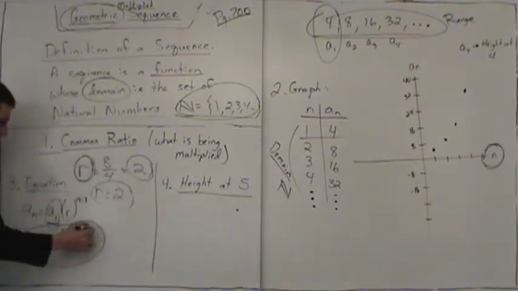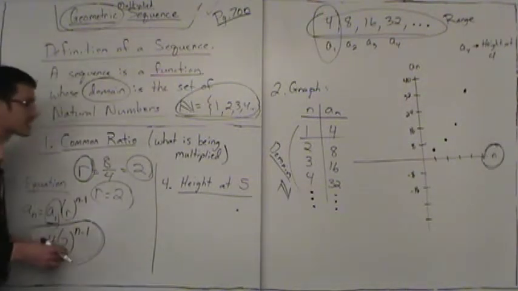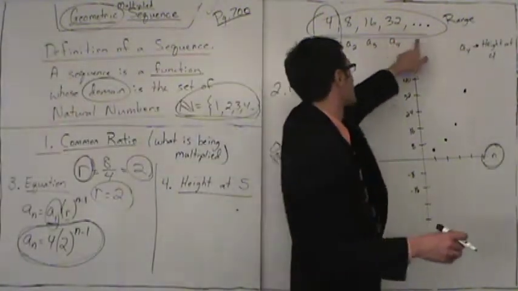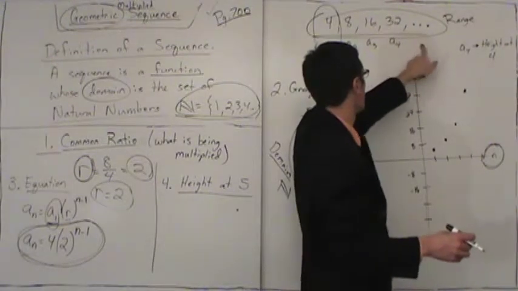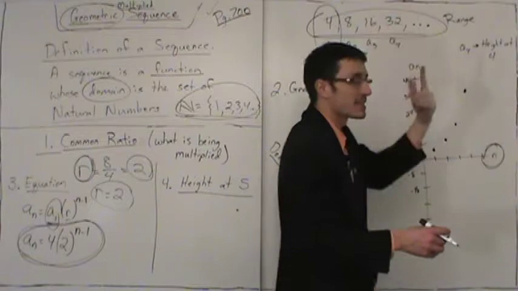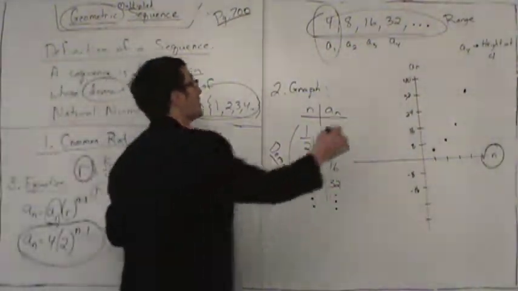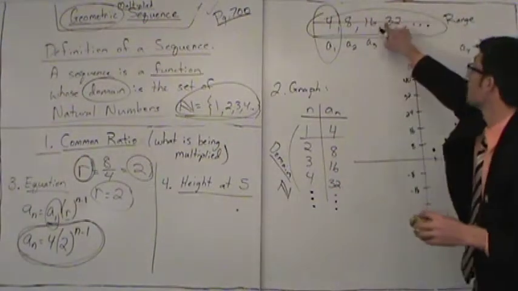What I want you to be able to do is use this equation. Students say, well, I can tell you what the height at 5 is. The height at 5 would be 64. You can look at this and tell me what the height at 5 is, but I must make this clear: on the SOL, you will not know these values.